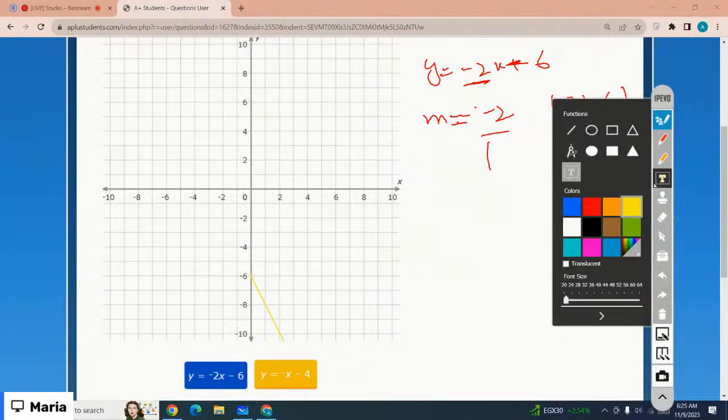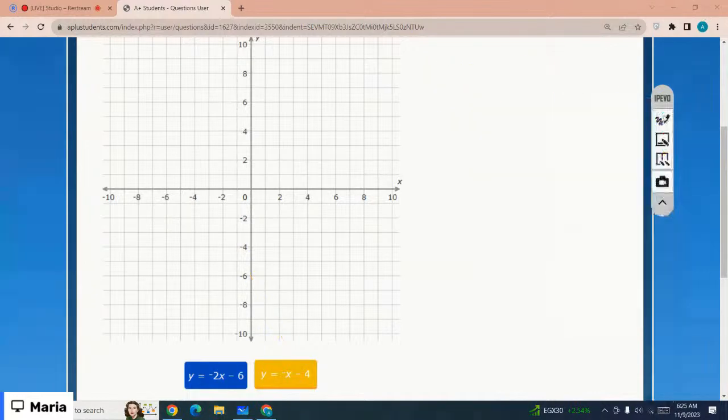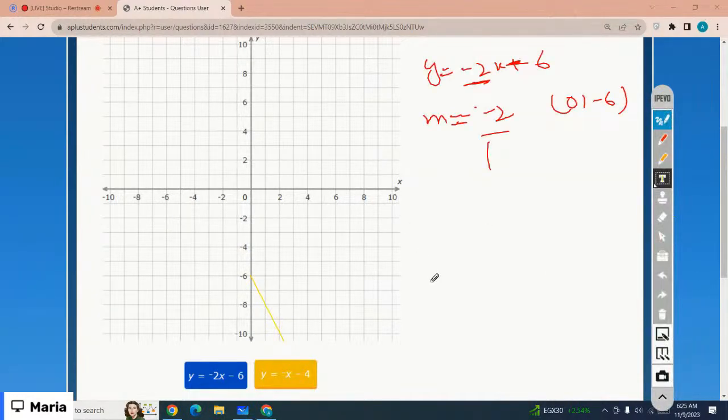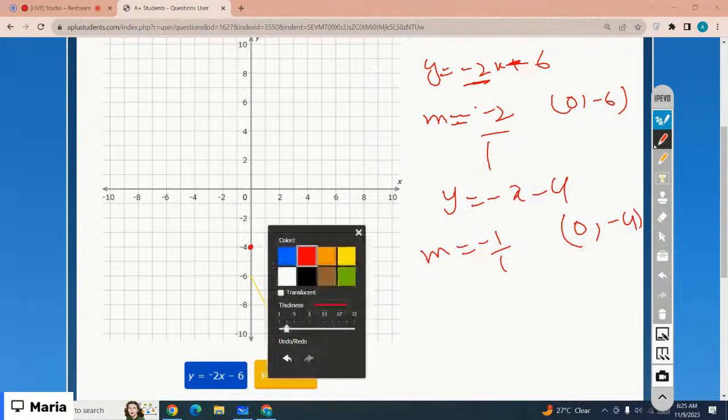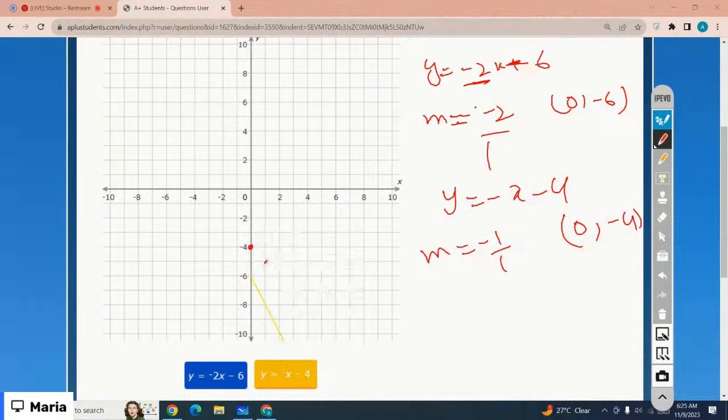Okay, the other equation is y equals negative x minus 4, right? Slope is m equals negative 1 over 1 and the y-intercept is 0, negative 4. So x is 0, y is negative 4 and 1 down and 1 right. That would be here. So just connect these 2 points and make a line.